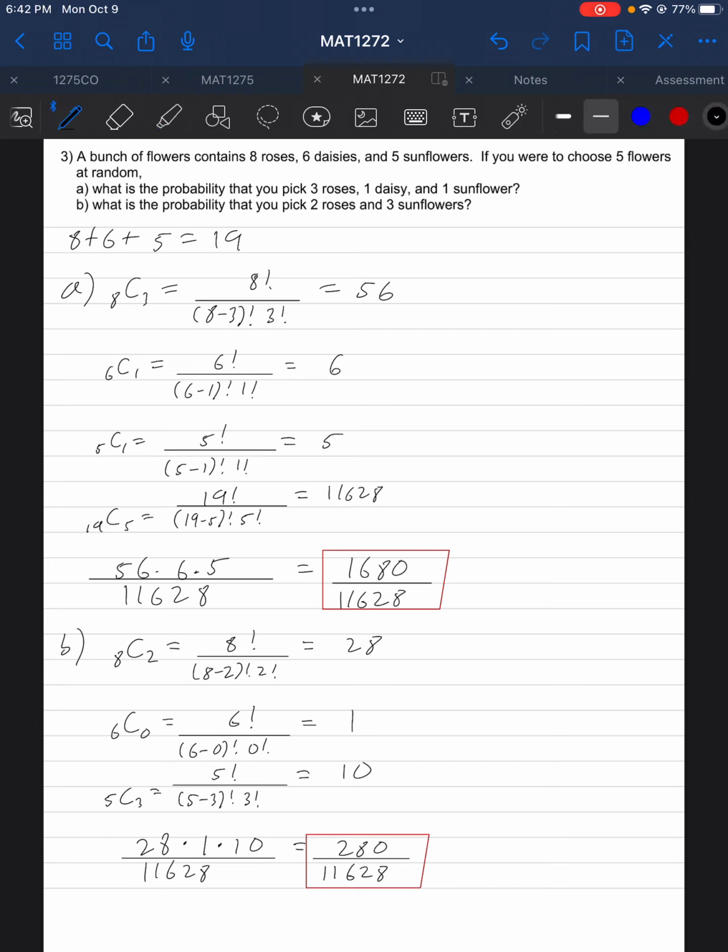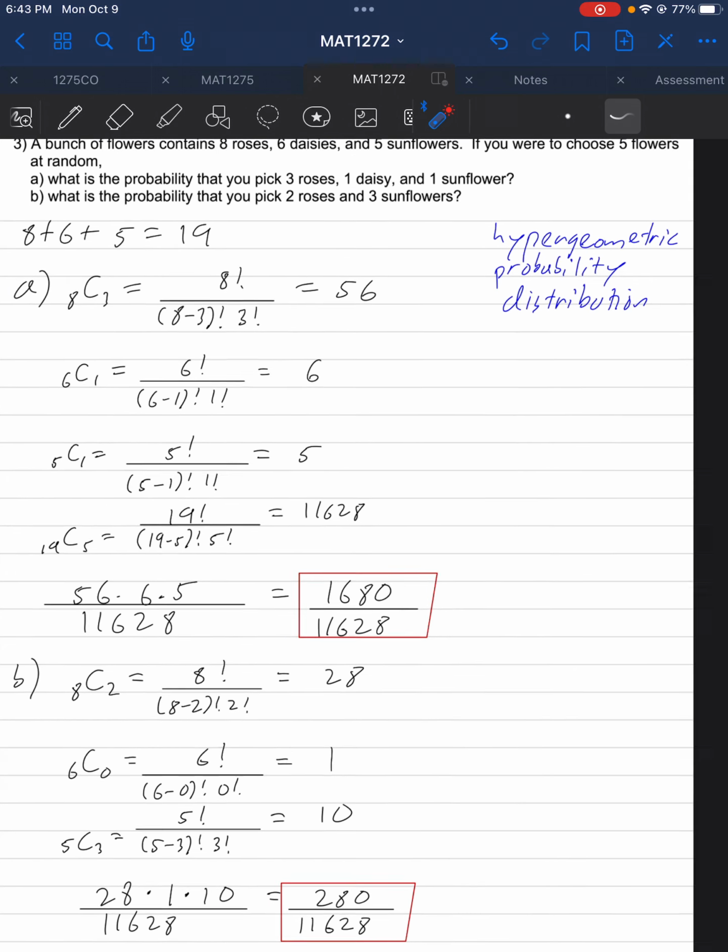Let's take a look at number 3, which is the question about what is called a hypergeometric probability distribution. Let's take a look at how this works.